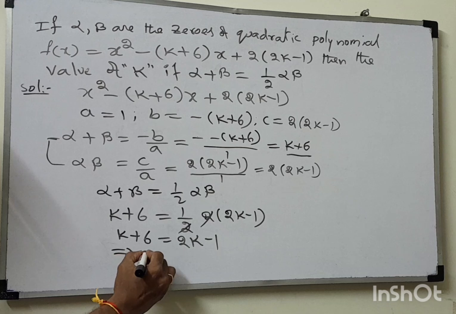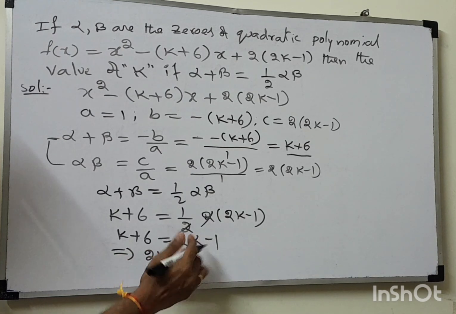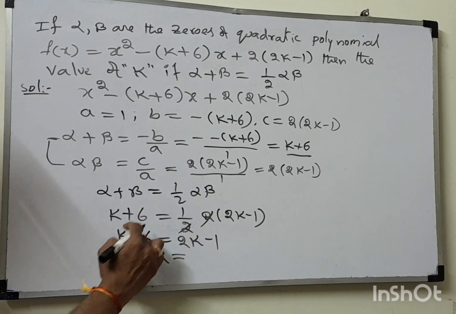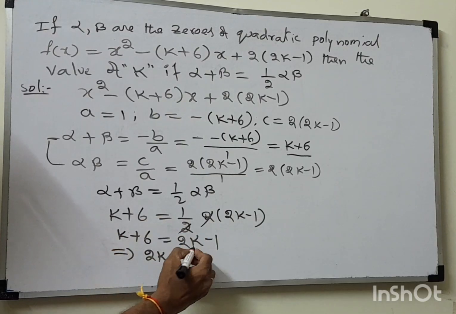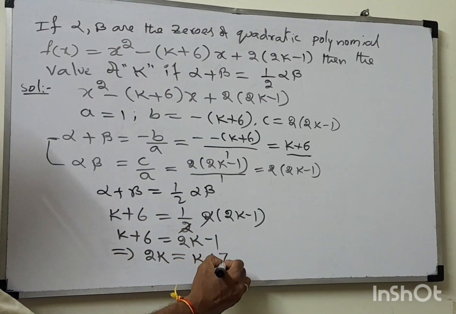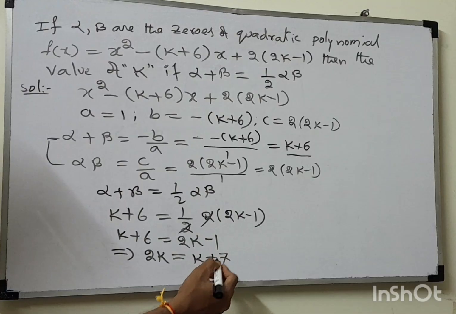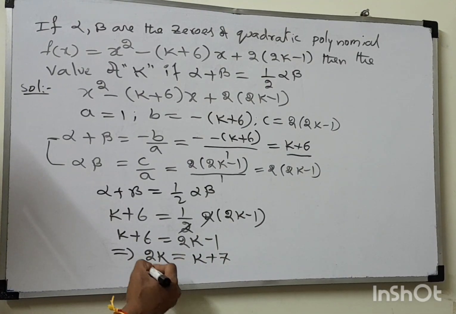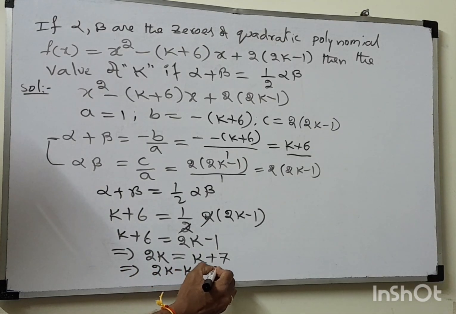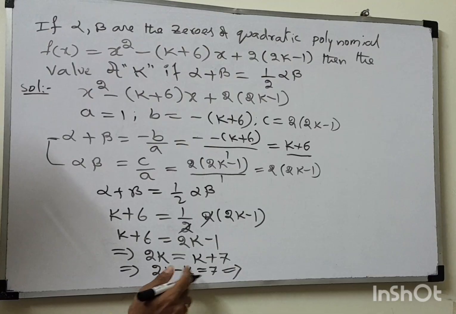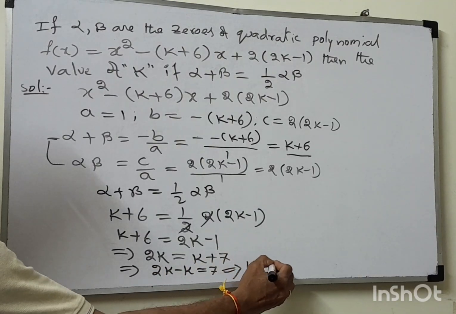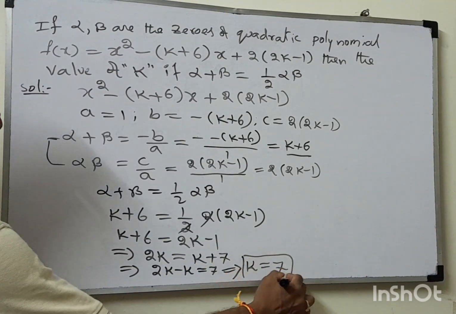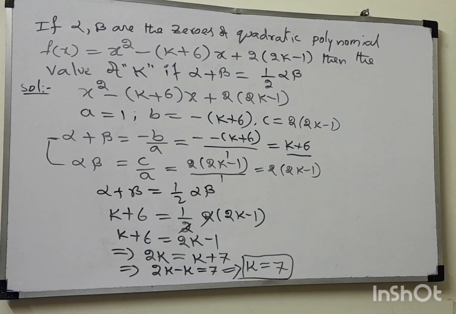That implies 2k equals, 2k can be kept on one side, and minus 1 can be moved to this side, so minus 1 becomes plus 1. So this becomes k plus 7, 6 plus 1 is 7. That k also can be moved to one side. Then 2k minus k equals 7. That implies 2k minus k is equal to k. K equals 7. So this is the value of k.